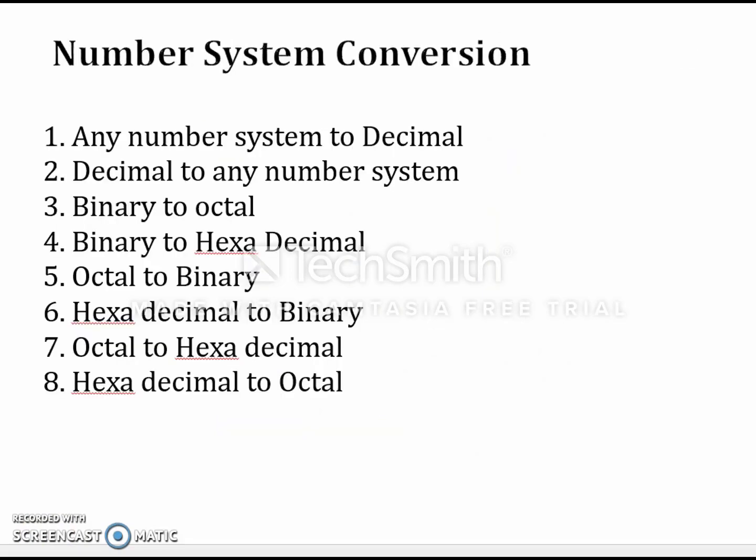Now we will learn second method, that is decimal to any number system. So we will take an example of one decimal number. The given number is 105.42, that is in decimal format, and we are going to convert that decimal number into binary number.